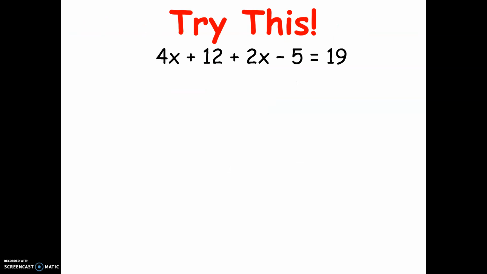It's your turn to try. Try 4x plus 12 plus 2x minus 5 is equal to 19. Go ahead, pause the video, and give it a try. Compare your answer with a neighbor or a friend, or the teacher, and then continue.